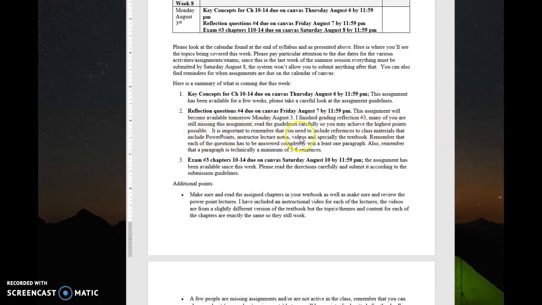It is important to remember that you need to include references to class material that include PowerPoints, instructional lecture notes, videos, and especially the textbook. Remember that each of the questions has to be answered completely with at least one paragraph. Also remember that a paragraph is technically a minimum of 5 to 6 sentences.